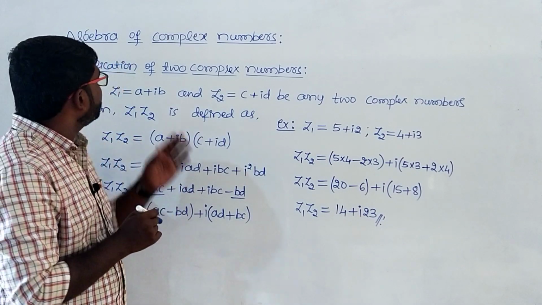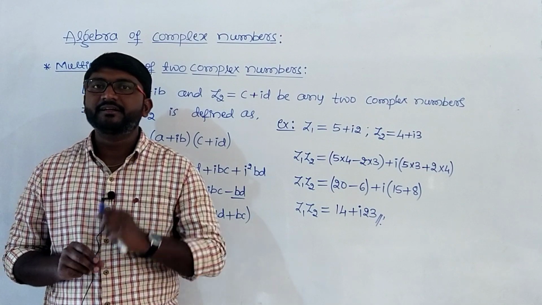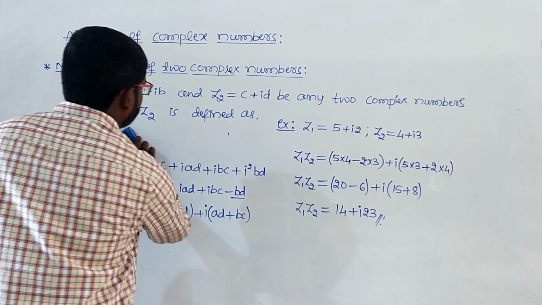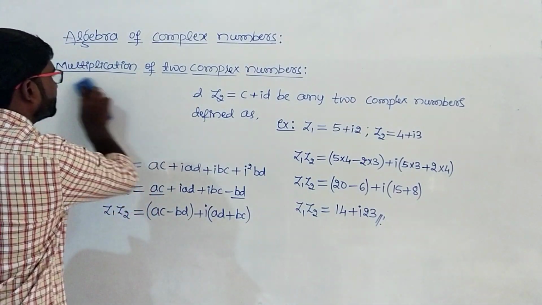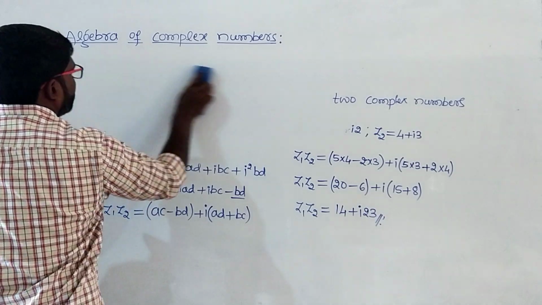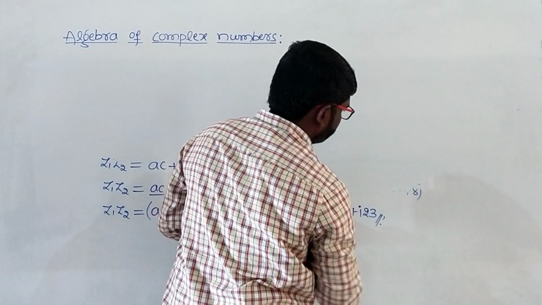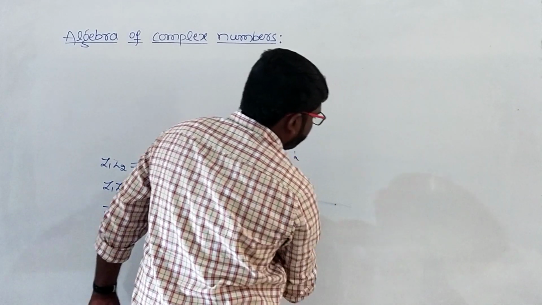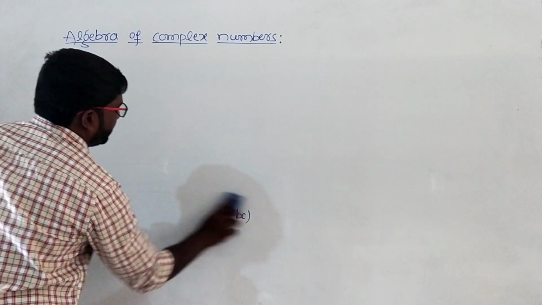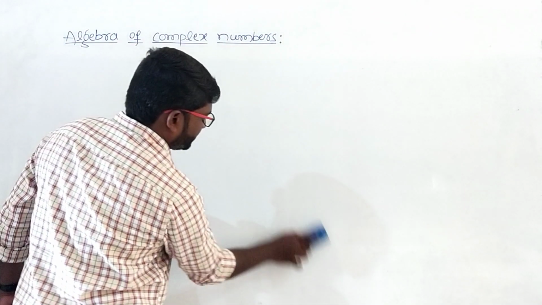Again, in this multiplication of two complex numbers we have an important property, that is multiplicative inverse. Let us discuss that now. We'll discuss multiplicative inverse, and based on that concept you may get a question in your exam: find the multiplicative inverse of the complex number. They give some question like that.